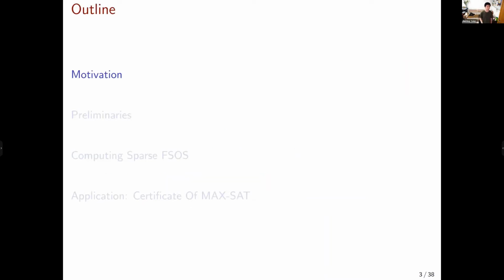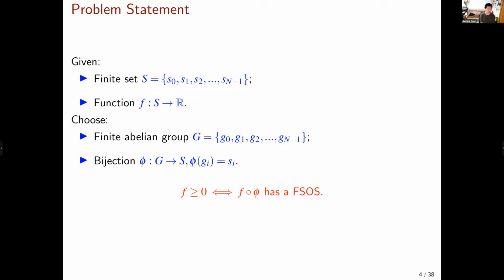So the basic problem is a generic combinatorial optimization problem. Here we are given a finite set S, where S equals S0, S1 to Sn minus 1, and a function f from S to the real numbers R. We want to verify whether f is a non-negative function.